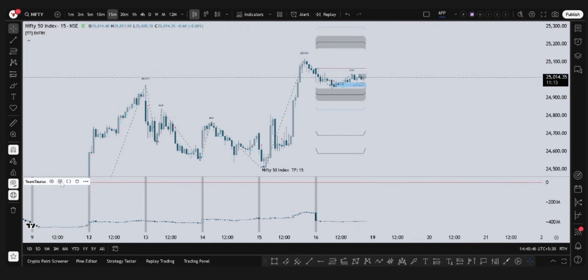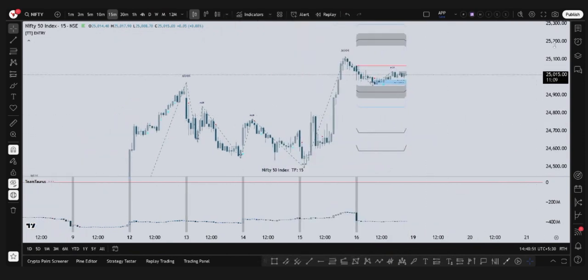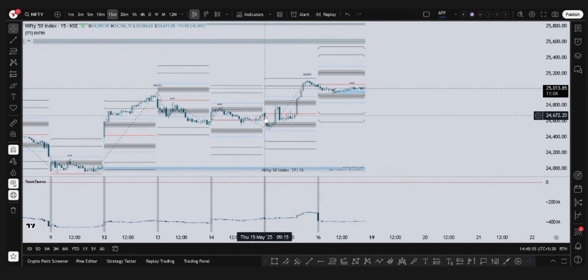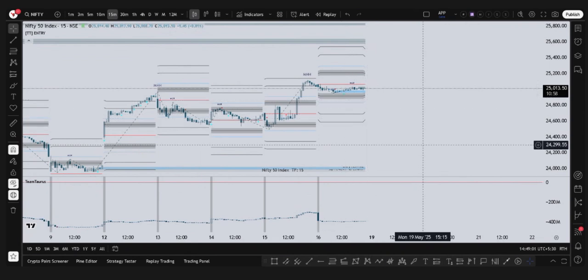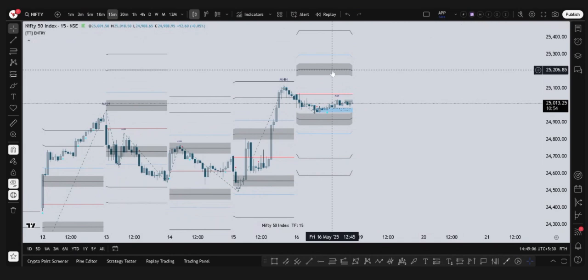For understanding, I'm going to place every day's range so that it will be easy for you to understand. Look at this. This is the range, guys. If this range is broken, this blue line here that you can see, let me make it a little bit bigger, or let me change the color.